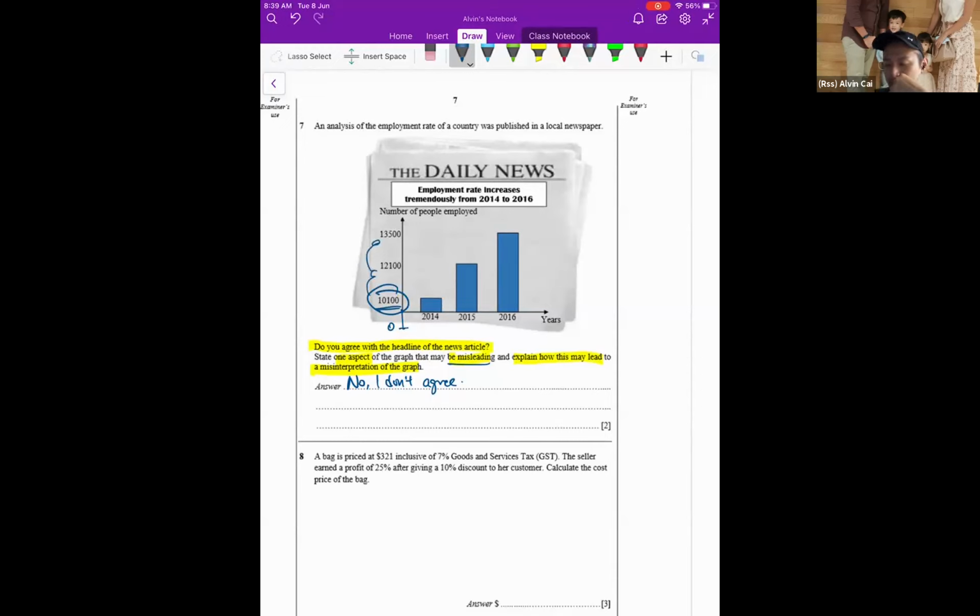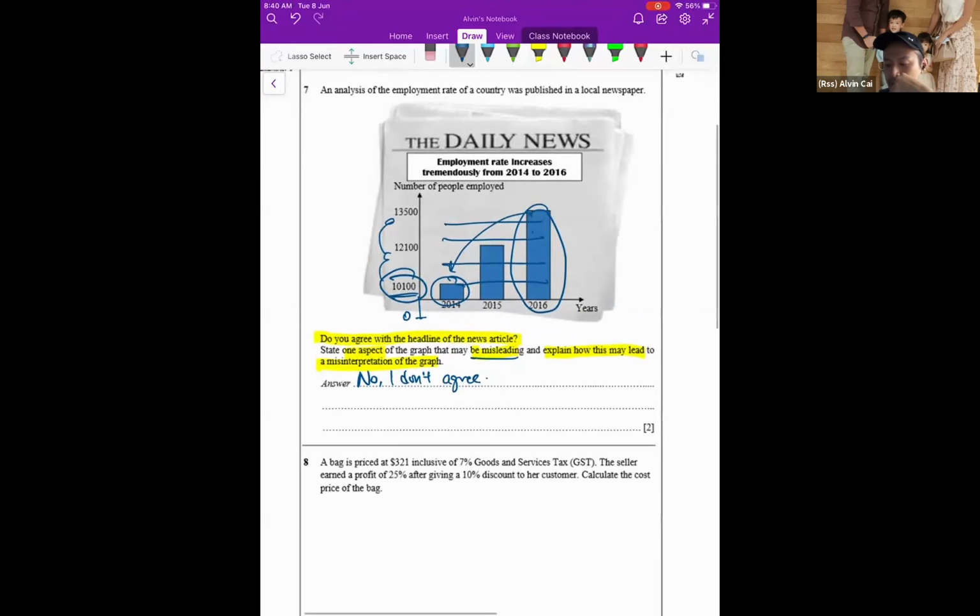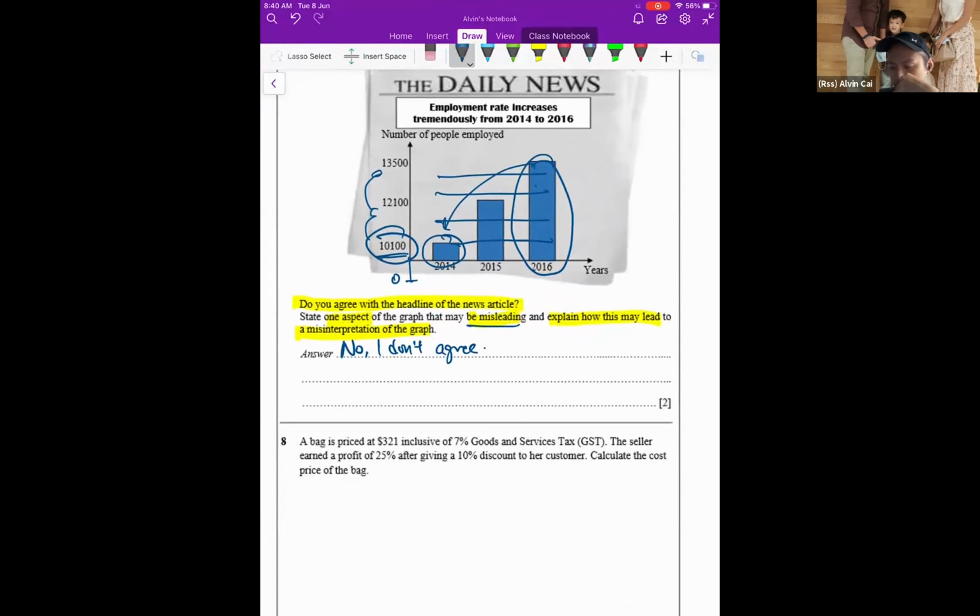After that, of course, you need to explain that 2016 looks like a lot more than 2014 based on the graph. It looks like at least three or four times more. But in actual fact, that is not the case. So I'm going to write it out. So the proper solution: the graph did not start from 0.